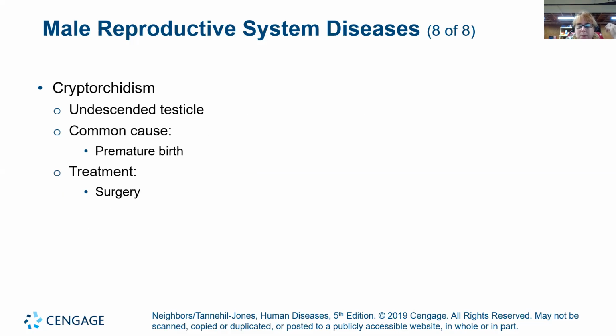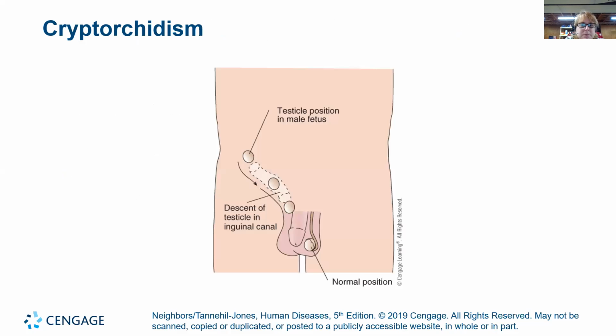But they usually don't panic if a male child is born with one or both testicles undescended. Okay, they usually try to give it some time. So this just shows how it has not descended to the normal position yet.